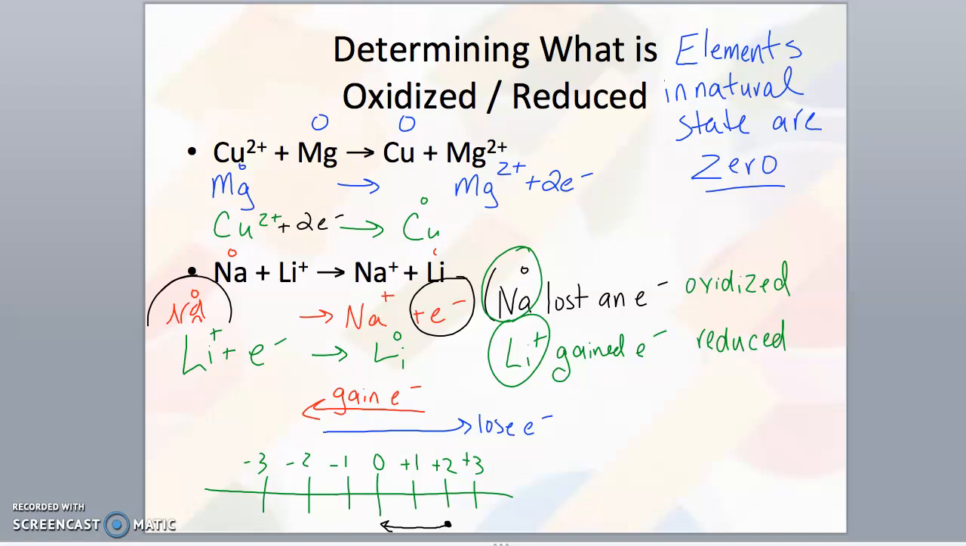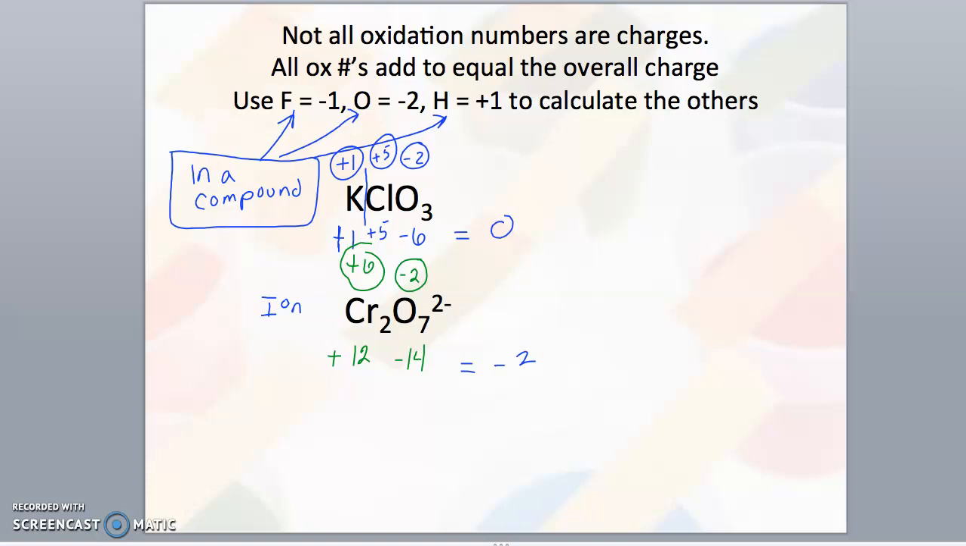A number line, like the one shown at the bottom, can be useful when trying to determine if a species gains or loses electrons based on the oxidation number change. Oxidation numbers may not always be the charge of the ion. Many elements have several possible oxidation numbers, so it is important to be able to assign the oxidation numbers to all of the elements in a compound.